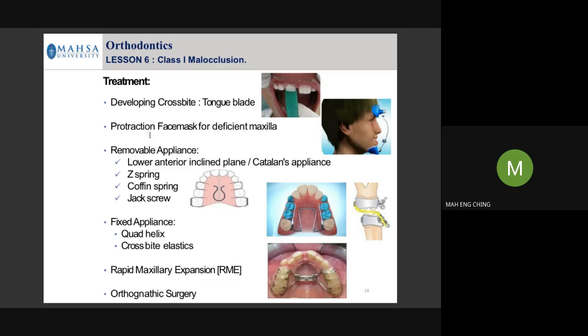Okay, there are so many treatment choices for crossbite. I think we talked about this one before. You can use a class 3 face mask. I can use this tongue blade to reverse the bite. Or sometimes posteriorly, you can use an expansion device, be it a quad helix, rapid maxillary expansion, or coffin spring. All these will cause expansion, expanding the upper jaw, on one side or both sides, to correct what we call the posterior crossbite.